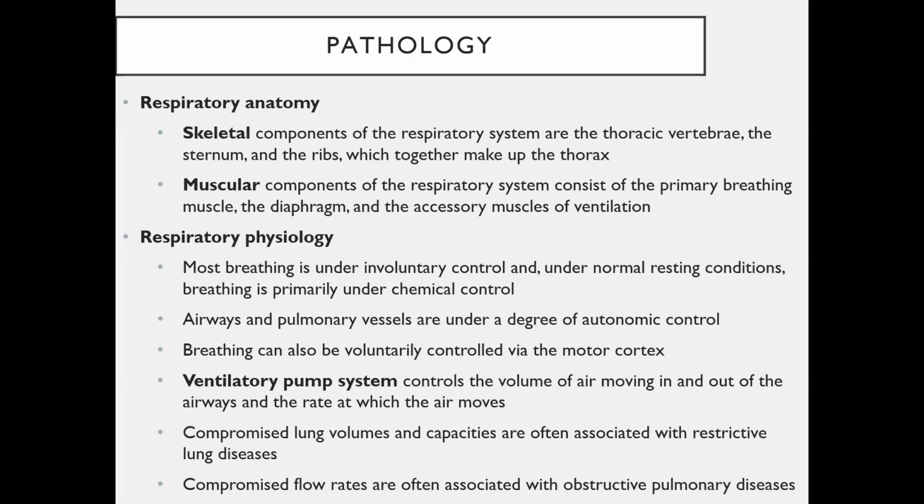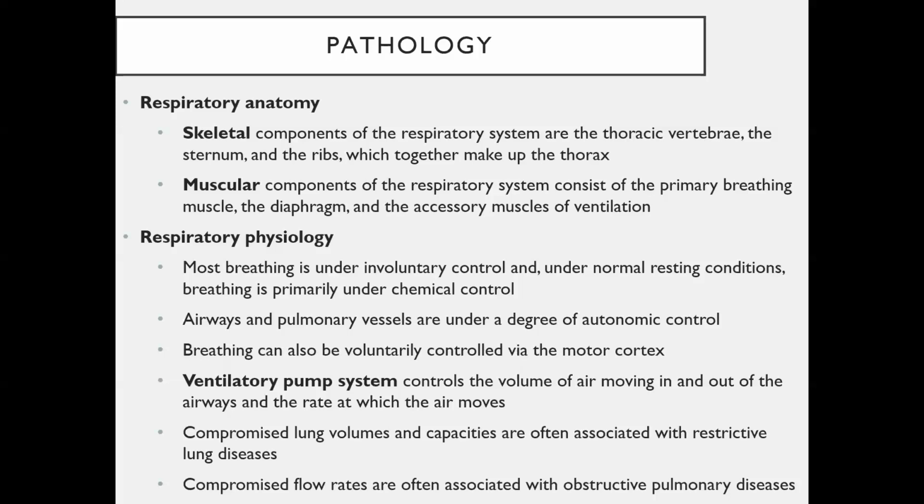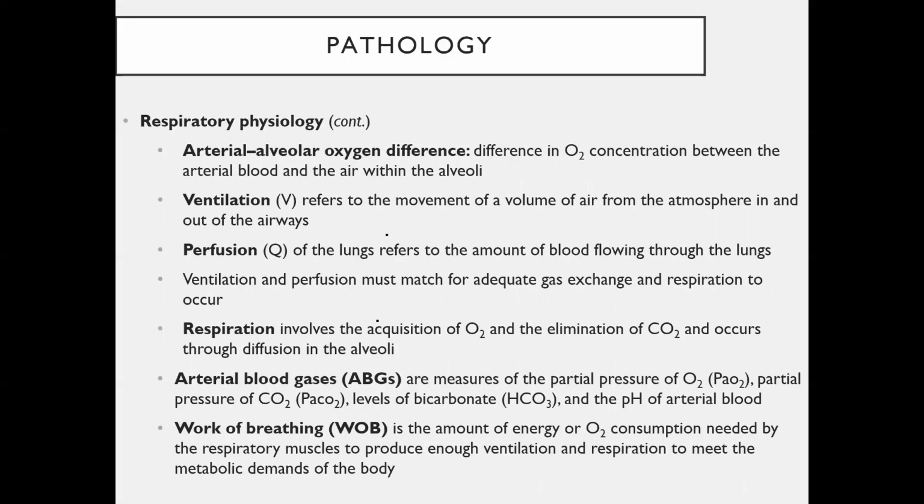Compromised lung volumes and capacity are often associated with restrictive lung disease, and compromised flow rates are associated with obstructive. So when capacities and volumes are compromised, it's usually a restrictive disorder. When flow rates are compromised, typically it's an obstructive disorder, right? So going back to this, restrictive means a lack of ability for the lungs or the chest cavity to expand. Obstructive means there's a blockage somewhere in the actual lines.